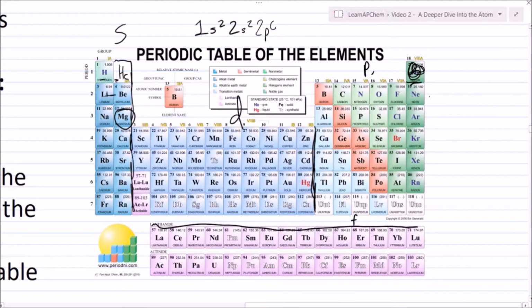And now if we go across here, we can see that there's nothing left, so let's jump down to the third energy level. And we are in the S category. And right here we hit magnesium. So we're only going to write out these two, and there's our electron configuration using the periodic table.